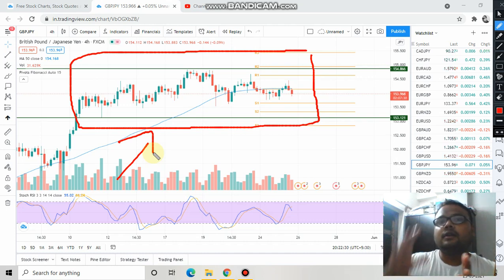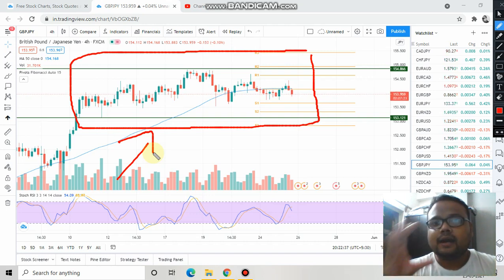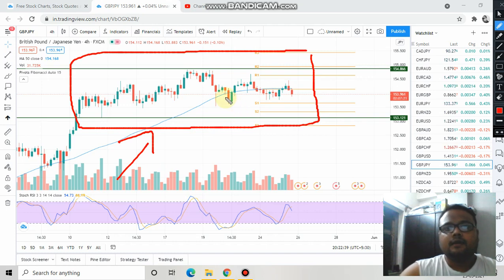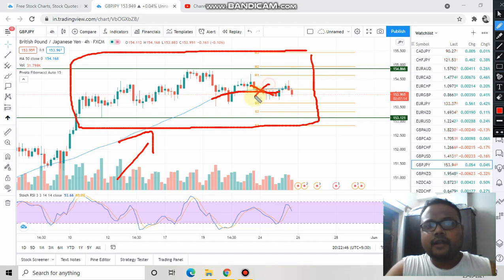Undoubtedly, the overall trend of the market is towards the upside. Overall the market is in an uptrend, but right now the market is trading in a range. Therefore, this 50 moving average is no longer valid. This area of value is no longer valid for us. We need an area of value because we do not want to go against the trading discipline. We do not want to go against the risk to reward ratio.